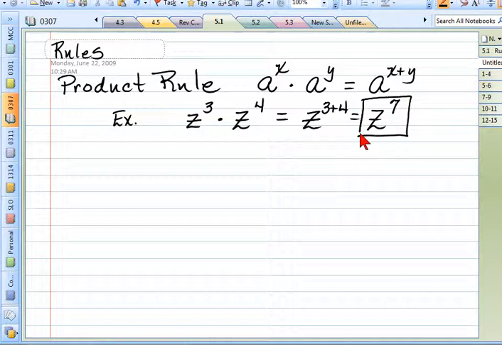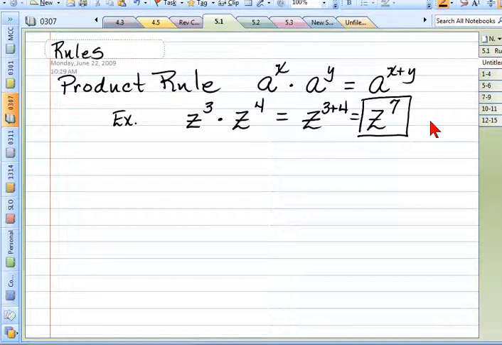So would the first one have been x, y, a? No, because if you had x, y, that would look like x times y. So I can't add an x to a y, so I leave that shown as a sum. But this one, I can add 3 and 4, so I do.